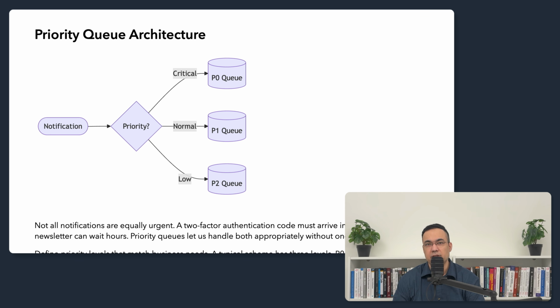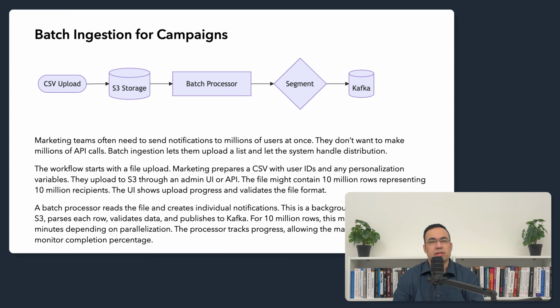Now let's examine batch ingestion for marketing campaigns. Because marketing often needs to send notifications to millions of users at once. They don't want to make millions of individual API calls, they want to upload a list and let the system handle the distribution. The workflow starts with a file upload. Marketing prepares a CSV with user IDs and any personalization variables like first name or product recommendations. Then they upload it to S3 through an admin UI. The file might contain 10 million rows representing 10 million recipients. The UI shows upload progress and validates the file format before accepting it.